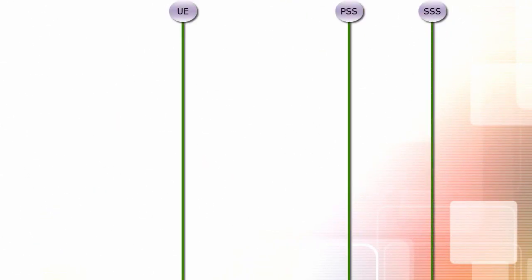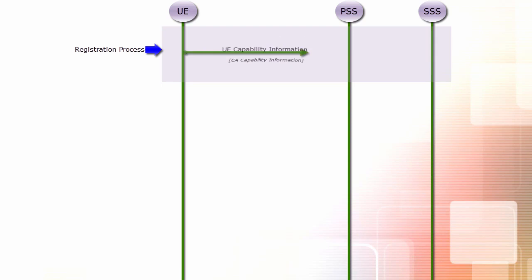Now let's come to the real thing, that is log analysis. UE tells its CA capabilities to the eNode B at the time of registration. UE sends the message UE capability information having all the CA related capabilities to eNode B. Let's see this message from real UE logs.